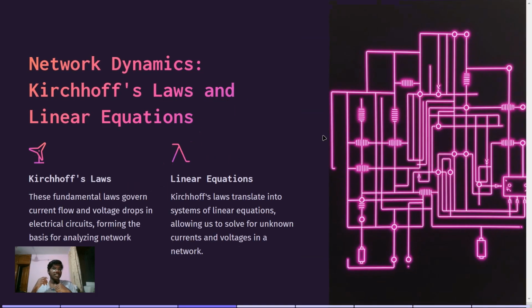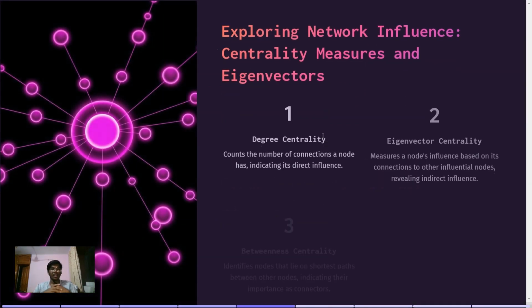Network dynamics: Kirchhoff's laws and linear equations. Kirchhoff's laws are the fundamental laws governing current flow and voltage drops in electrical circuits, forming the basis of analyzing network dynamics. Kirchhoff's current law says the sum of entering current is equal to the sum of leaving current. Kirchhoff's laws translate into a system of linear equations, allowing us to solve for unknown currents and voltages in the network. So let's move on to the next slide.